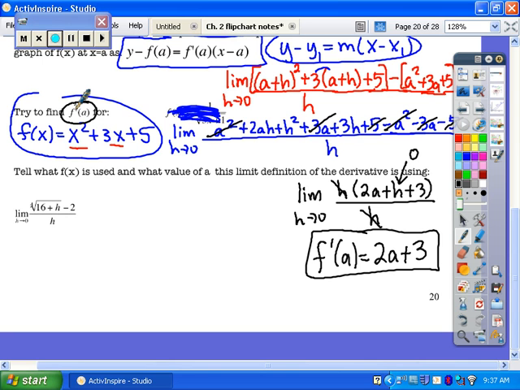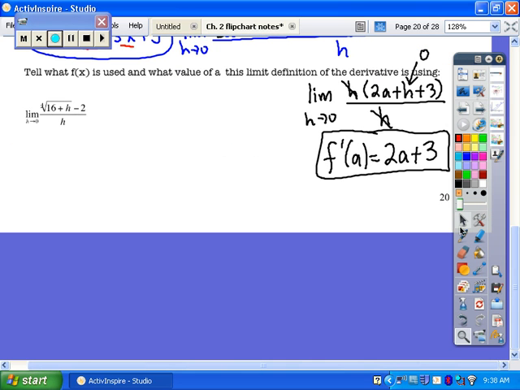Questions about that piece so far? Lots of algebra here, but it's the setup that you've got to get down first, and then deal with the algebra, simplify, and then understand what that tells you. Toward the bottom it says, tell what f of x is used and what value of this limit definition of the derivative is using. So this is what I was starting to talk about with knowing and understanding the different forms of the derivative. When you look at this problem right here, this might be something that would come up on a multiple choice question.